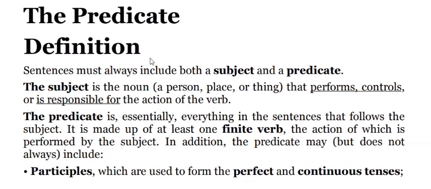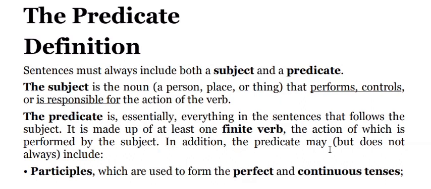Sentences must always include both a subject and a predicate. The subject is the noun, a person, place, or thing that performs, controls, or is responsible for the action of the verb. The predicate is essentially everything in the sentence that follows the subject. It is made up of at least one finite verb, the action of which is performed by the subject.